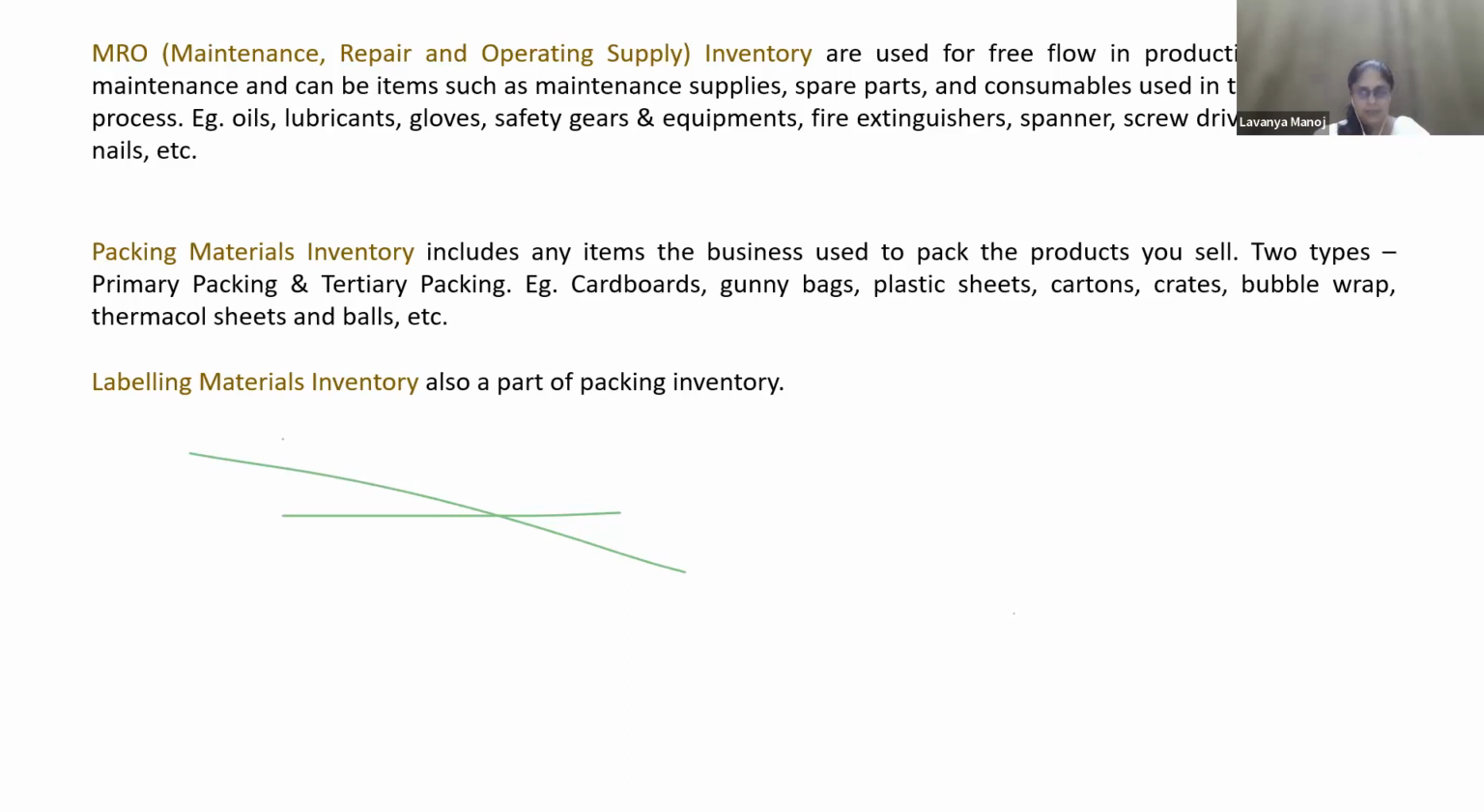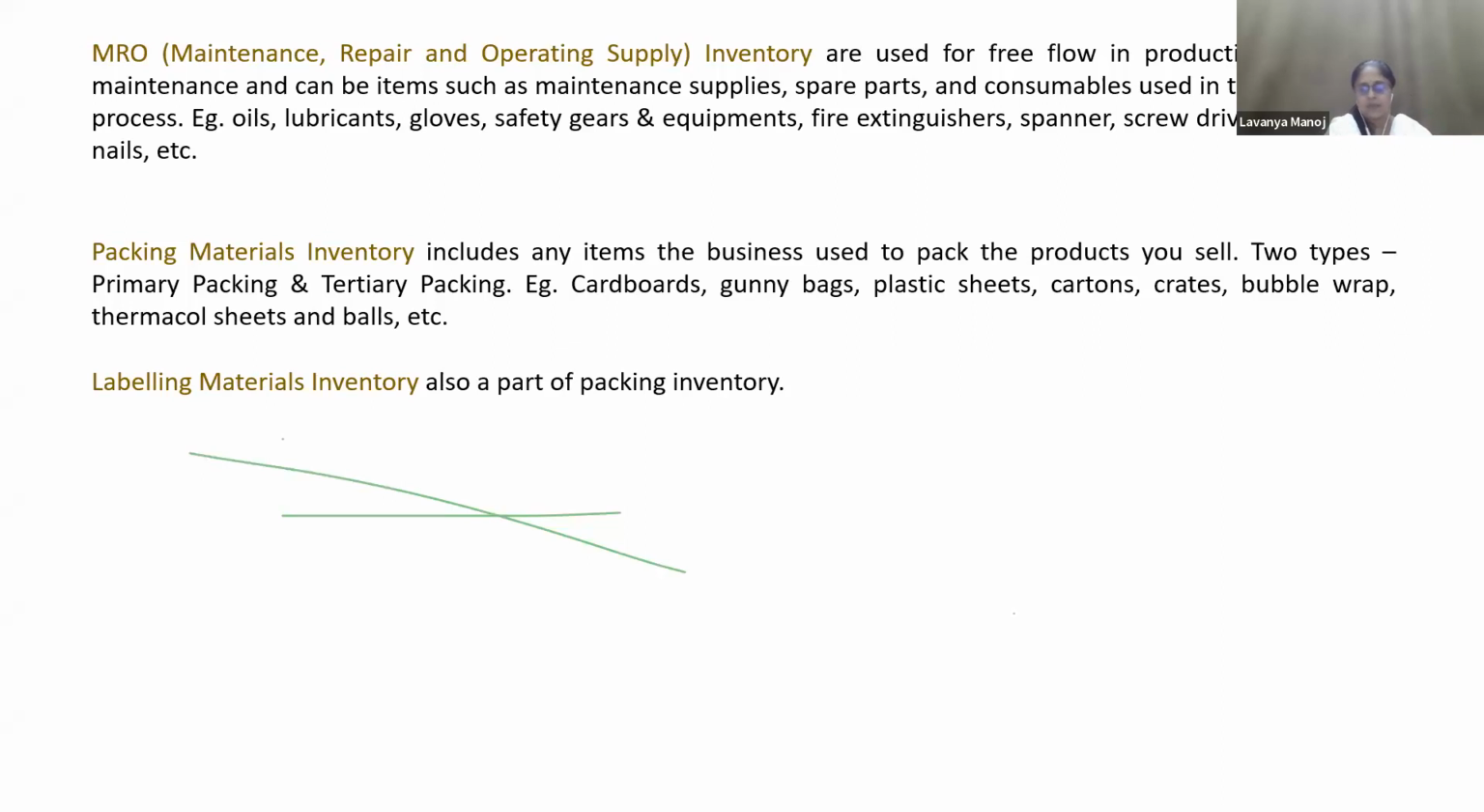And labeling materials. There are many types of labels, stick-on labels, and nowadays they have come up with a kind of machine where all you have to do is stick the machine on the carton or on the product. Automatically, the labels get stuck on or get printed. Not even a label is required, but it directly gets printed on the product.